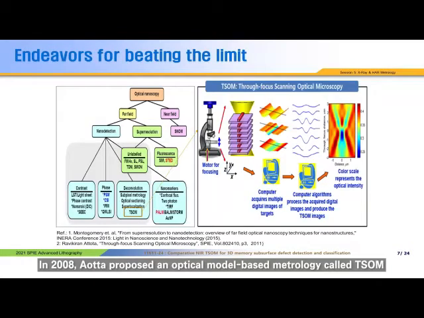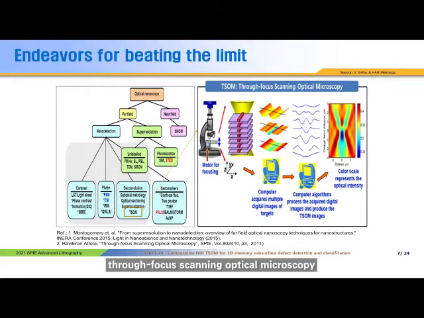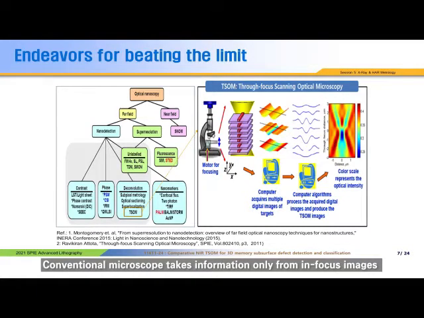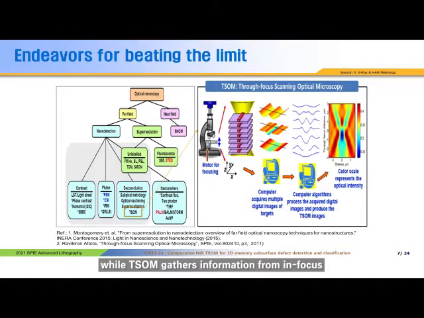In 2008, Atota proposed an optical model-based methodology called TSUM through focus scanning optical microscopy to obtain information beyond the diffraction limits with a conventional bright field microscope. Conventional microscope takes information only from in-focus images, while TSUM gathers information from in-focus and also intentionally defocused images.